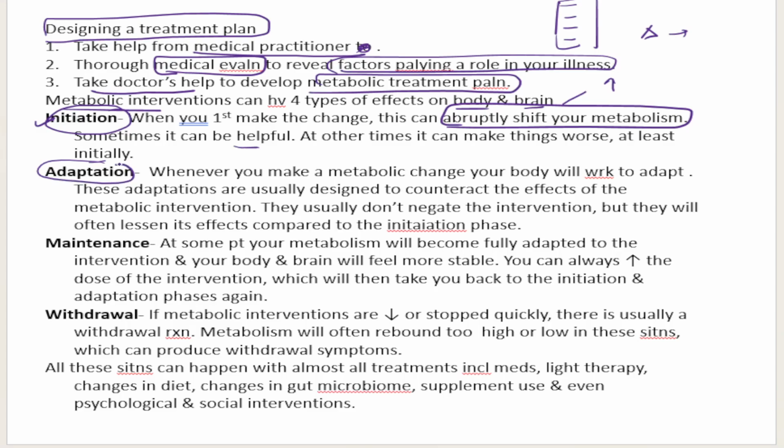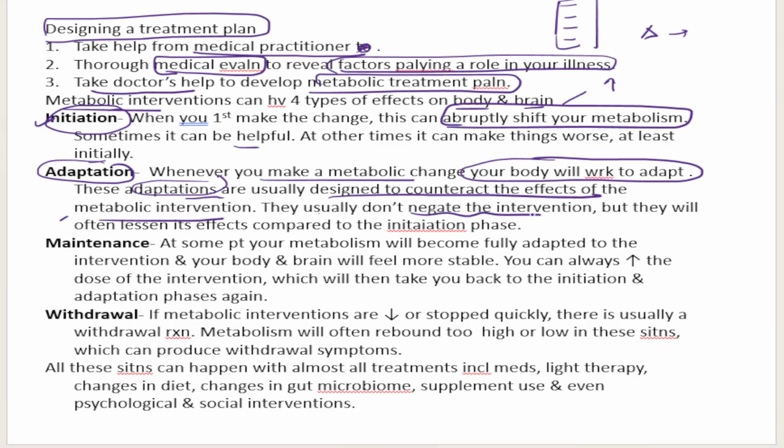Then comes the adaptation phase. When you make a metabolic change, your body will work to adapt to that change. These adaptations are usually designed to counteract the effects of the metabolic intervention. The body will try to fight it off. But these adaptations usually don't negate the intervention totally. They don't totally negate the effects, but they will often lessen the effects of that intervention compared to the initiation phase.